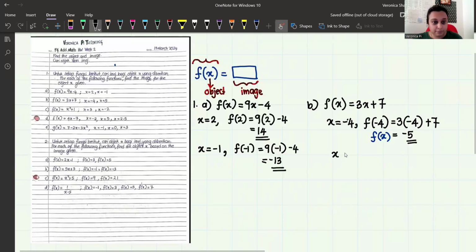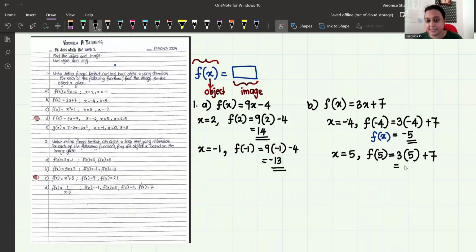Okay, the other one, we ganti 5. So here will be 3 darab with 5 plus 7. So 15 plus 7, 22. Okay, B done. C, we do here.